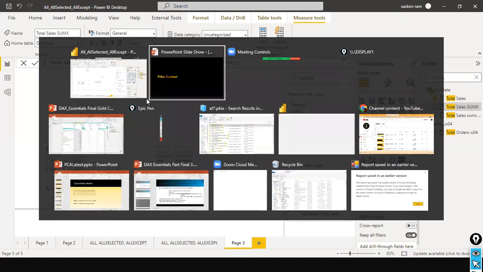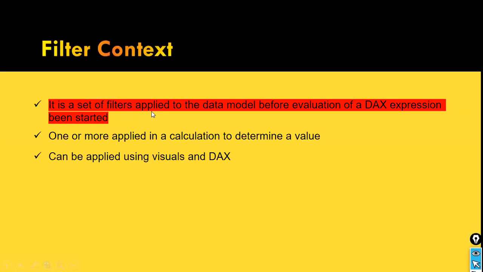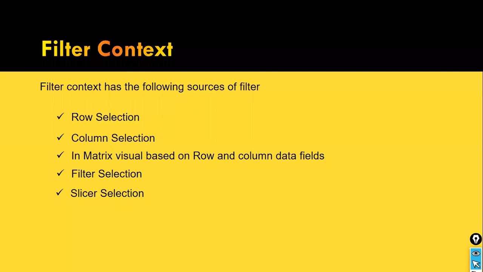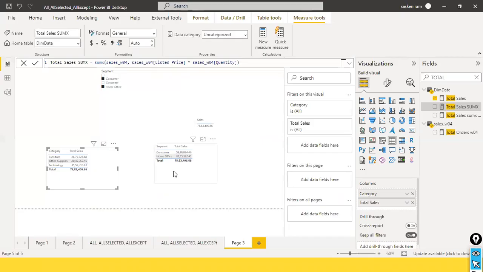Now let's go back to the PowerPoint and see. Filter context has the following sources of filter: row selection, column selection, filter selection, slicer selection, matrix visual based on row and column data fields. Okay, I'll just show you this one. I just clear this one.